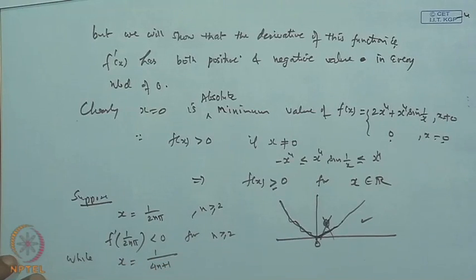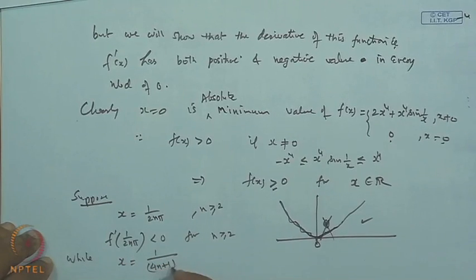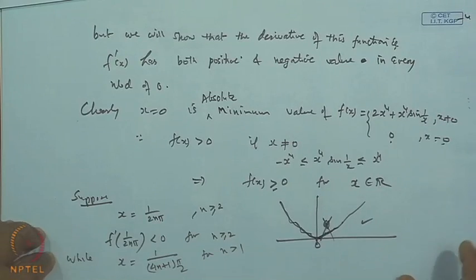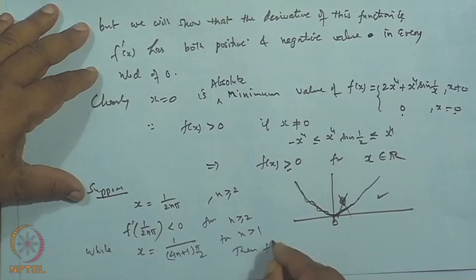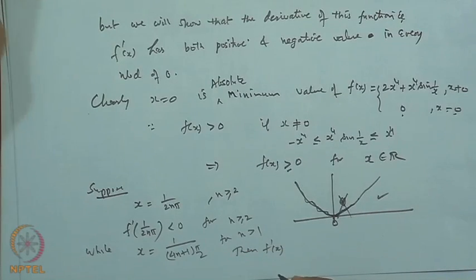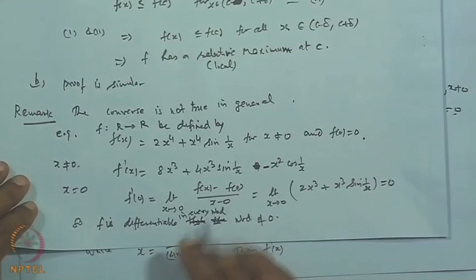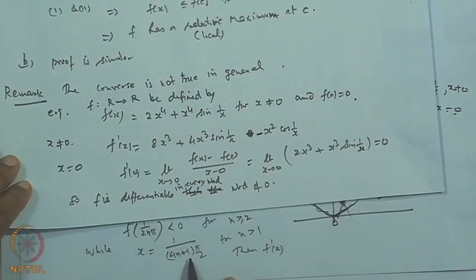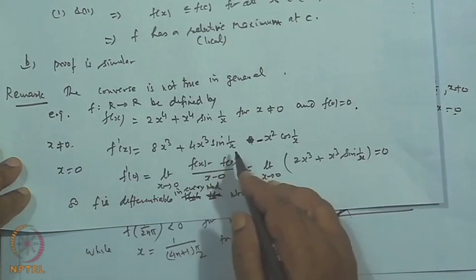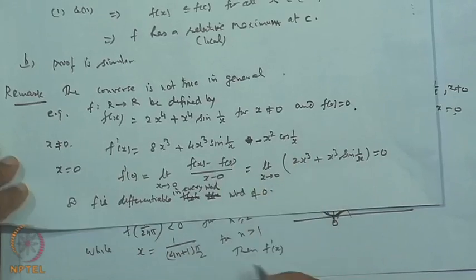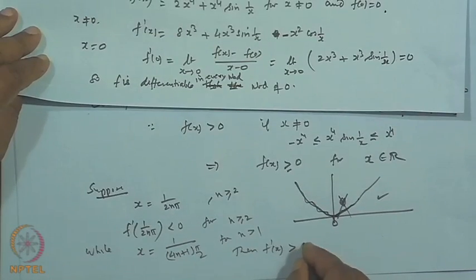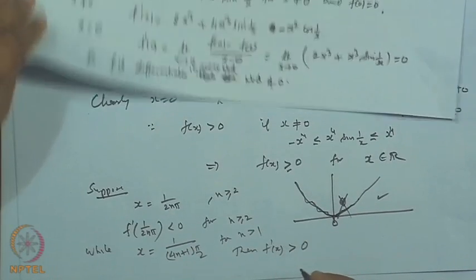while if I take x equal to 1 upon (4n plus 1) pi by 2 for n greater than 1, then what happens? The derivative f prime x, this is the derivative f prime x. When you take this term, of course, it will not affect, this value will be 0, odd multiple. So, it is positive always.